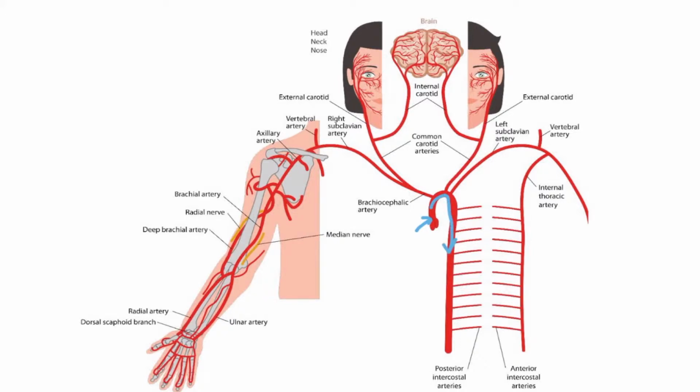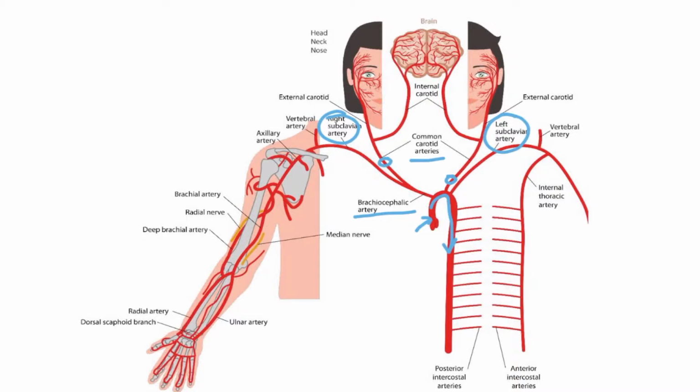Now there are 3 major vessels branching from the aortic arch: the brachiocephalic artery, then the left common carotid artery. You can see the common carotid arteries labeled here, and then the left subclavian artery. On the right side, the brachiocephalic artery will split into the right subclavian artery and the right common carotid artery.